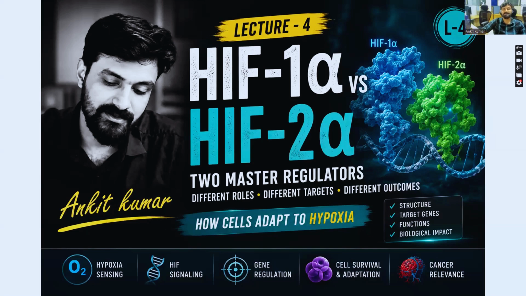So in today's lecture, we will answer these questions by comparing HIF-1 alpha and HIF-2 alpha. We will also understand their structural similarities, their important differences, the genes they regulate, and why both proteins are essential for maintaining the cellular adaptation under different hypoxic conditions. So let's begin our discussion on the two master regulators of oxygen sensing, that is HIF-1 alpha and HIF-2 alpha, that you can see here.